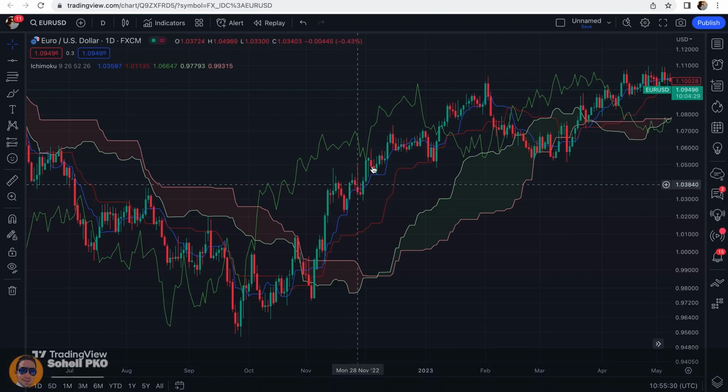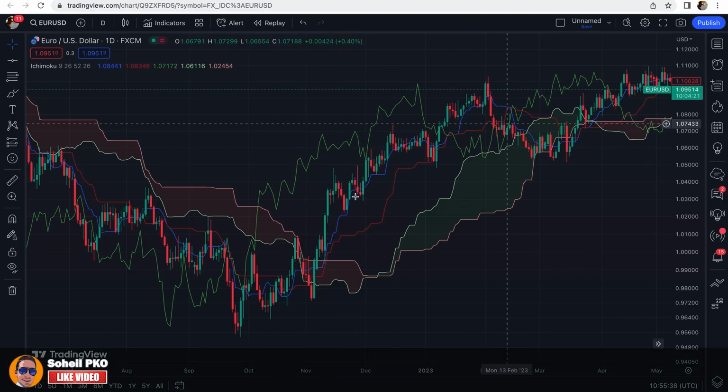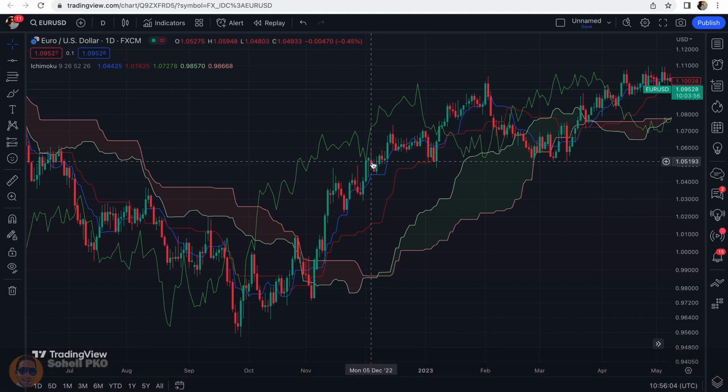Alright, this is the indicator, and as you can see, it's overlaid on the price chart. At first, when you look at this indicator, you may see it as very complicated, but it's a very simple indicator and you can easily interpret it and use it for trading. Alright, let's see what we have here.